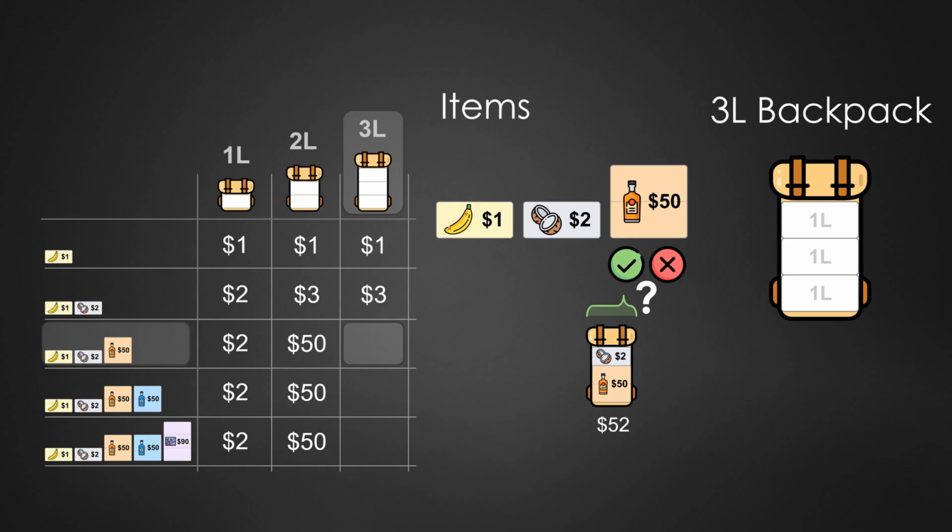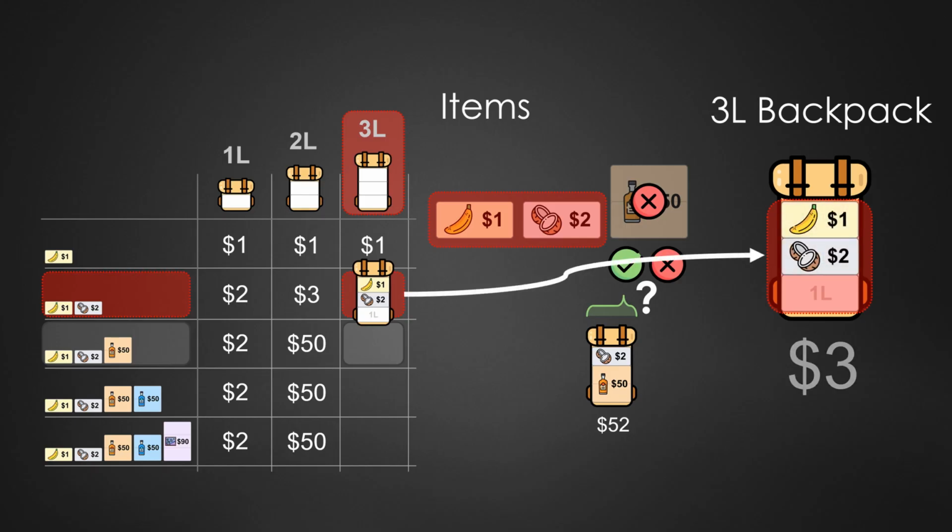Next, let's look at the case where we don't pick the whiskey bottle. In this case, we are left with 3 liters of space in the backpack, with the banana and coconut as our only options. But, once again, we have already solved this subproblem. We already know that the best solution for a 3 liter backpack with the banana and coconut as possible items is $3, which we get by picking both. Therefore, if we choose not to pick the whiskey bottle, the total value is $3.